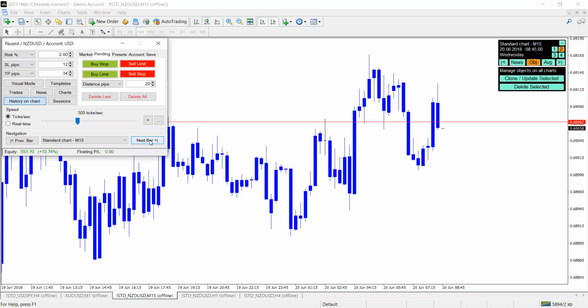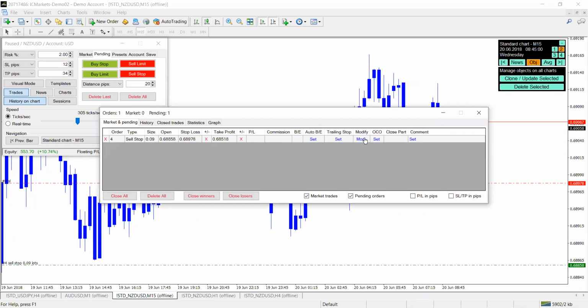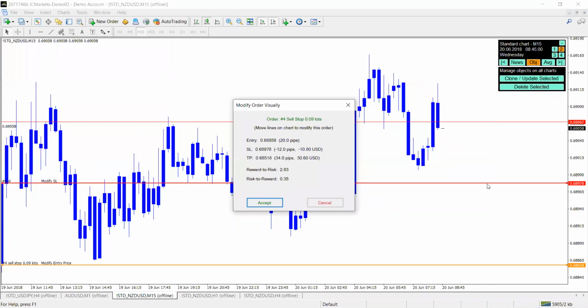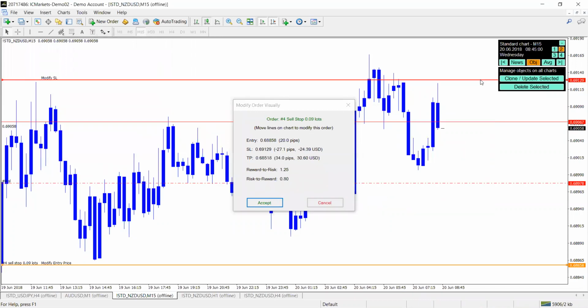We could take a higher, lower high. We could take that trade as well. Okay, fine. So let's take a sell stop. Let's go to trades, modify, and stop loss. We're above this structure.